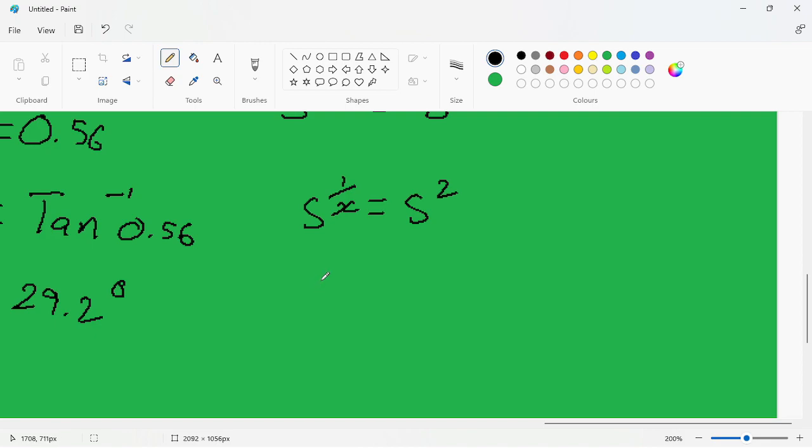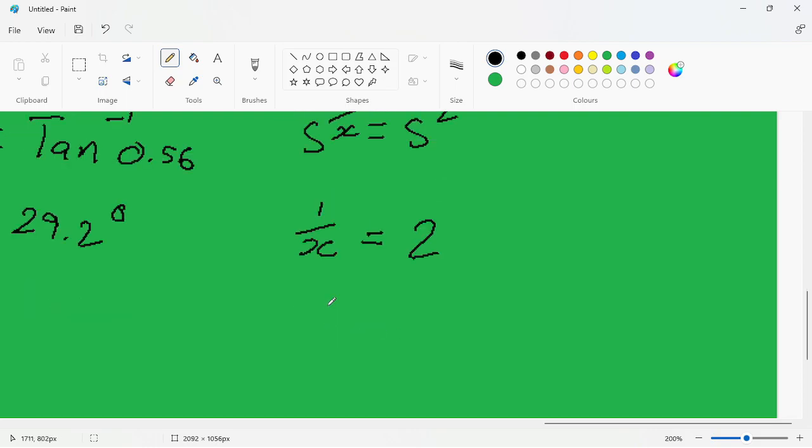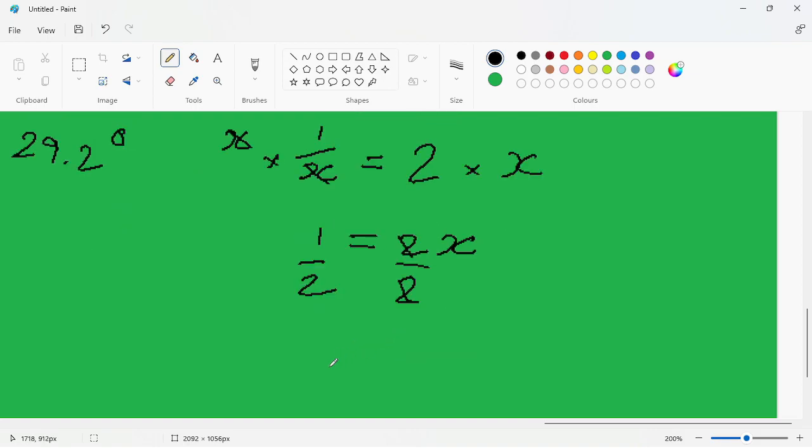So we can basically say 1 over x is equal to 2. So what is x? Let us multiply this side by x, and then multiply this side by x. The x's cancel here, and we're left with 1 is equal to 2x. Now let us divide this side by 2, and then divide that side by 2. 2's cancel, and we get x is equal to a half. So the answer to the question, after all that deliberation, is basically that x is equal to a half.